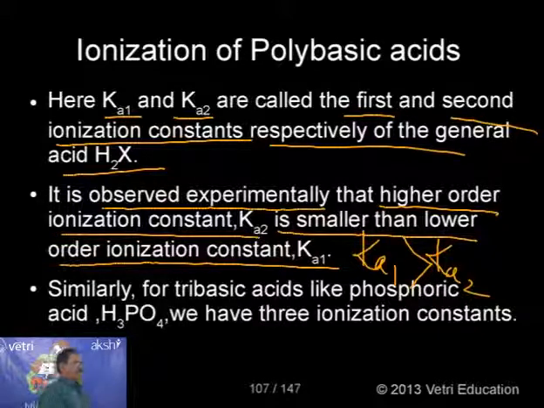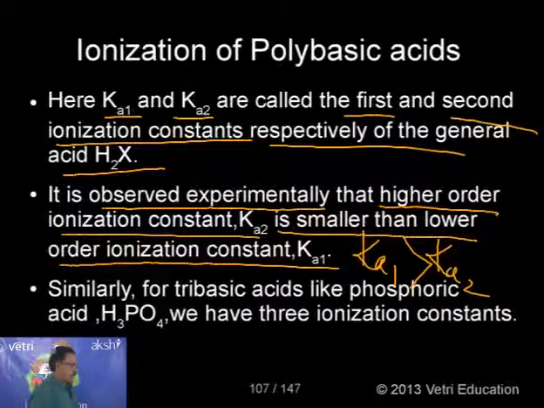The reason is very simple. Once the first ionization occurs, producing one H+, the removal of another H+ from the anion is very difficult. That's why Ka2 will be very low. So, it is observed experimentally that the higher order ionization constant Ka2 is always smaller than the lower order constant, or Ka1 will always be greater than Ka2. These are experimental facts.